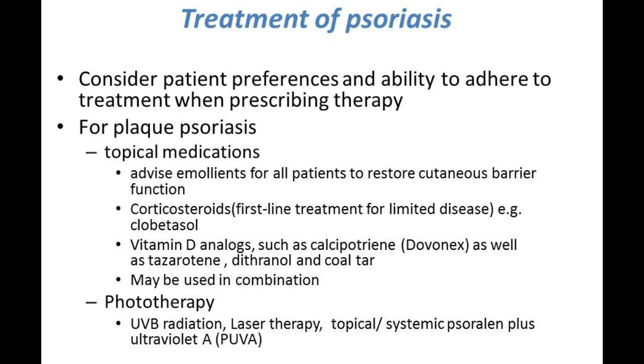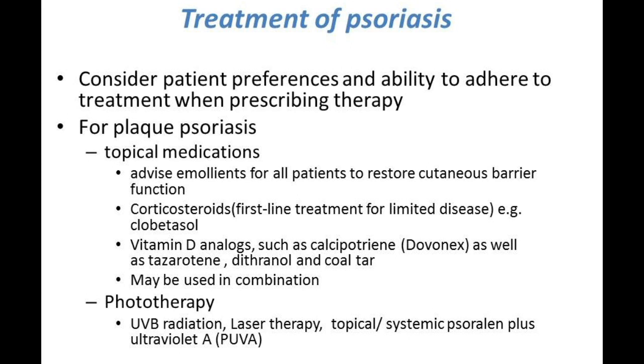So there's a few topical treatments. Emollients, definitely. You should advise all patients to try and really restore the protective barrier that they have there. Corticosteroids, such as clobetasol, are used as first-line treatment. Other things such as vitamin D analogs, such as Dovonex, as well as things like tazarotene, dithranol and coal tar, and all these could be used in combination.